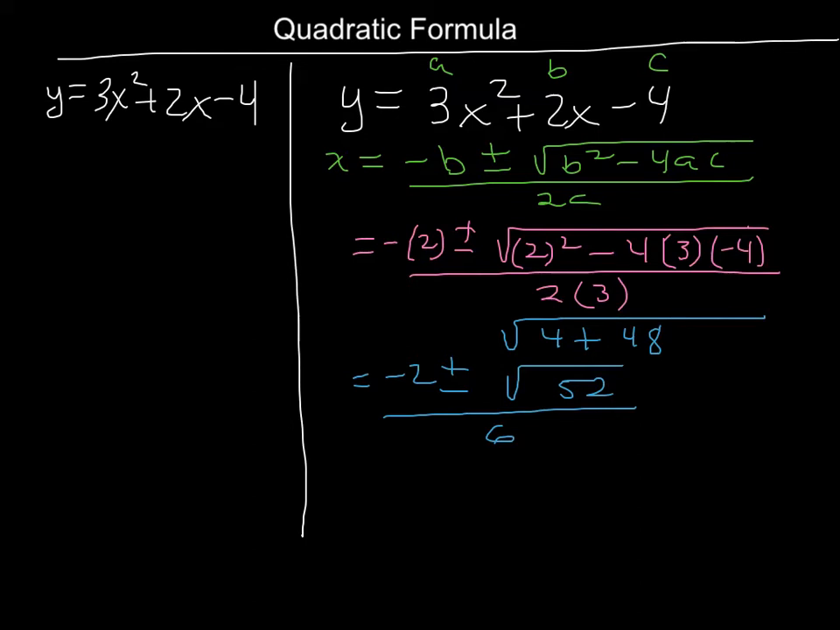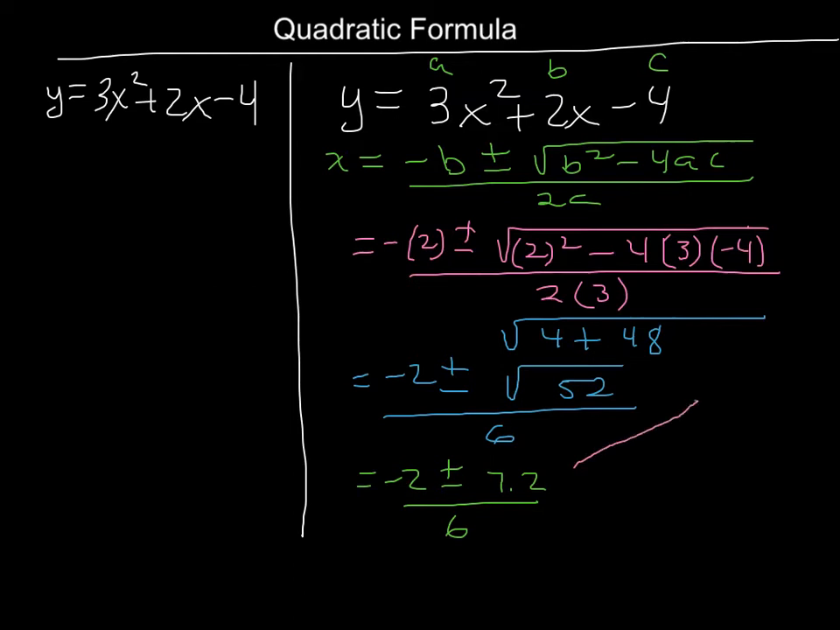All right, so at this point, what I want to do is the square root symbol. So I don't know what the square root of 52 is, so I'm going to estimate it, and estimating it is fine for these. So we're going to have negative 2 plus or minus about 7.2, something like that, all divided by 6. And then, at this point, I'm going to split this into two problems.